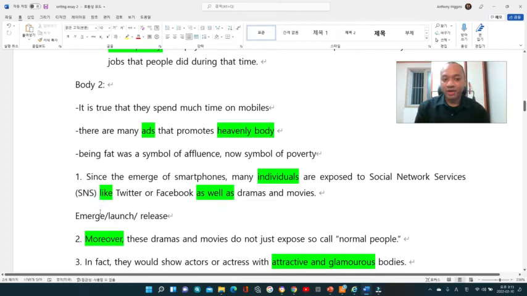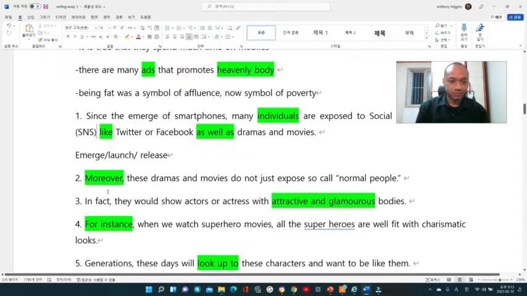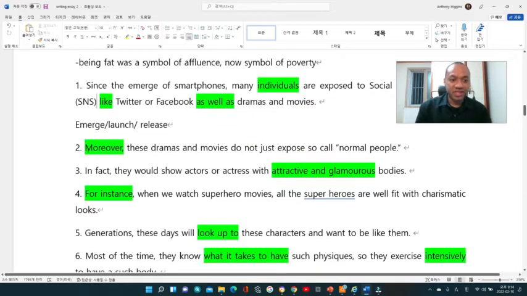And then from then on, when you're trying to write social network services, you don't have to put the whole word. You can just put SNS from then on. All right, and then the second sentence, I started with "moreover" so that it can give a sense of connectivity.